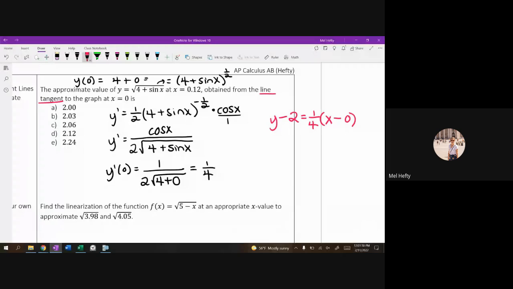Y minus 2, I was going to start my tangent line, equals, what am I doing next? 1/4 x minus 0.